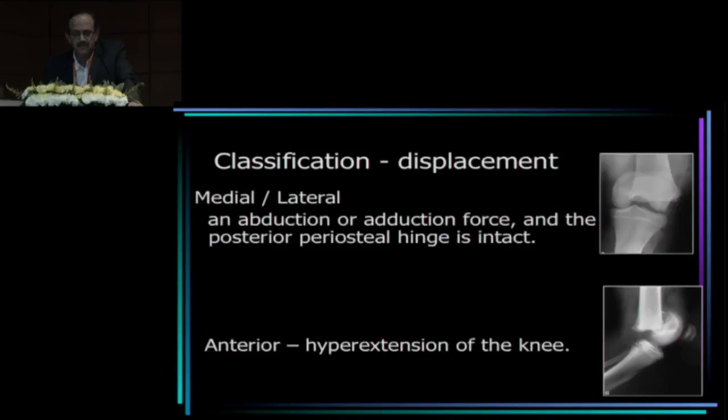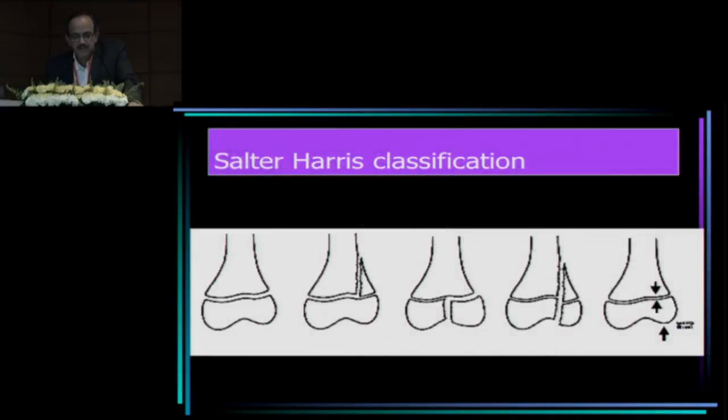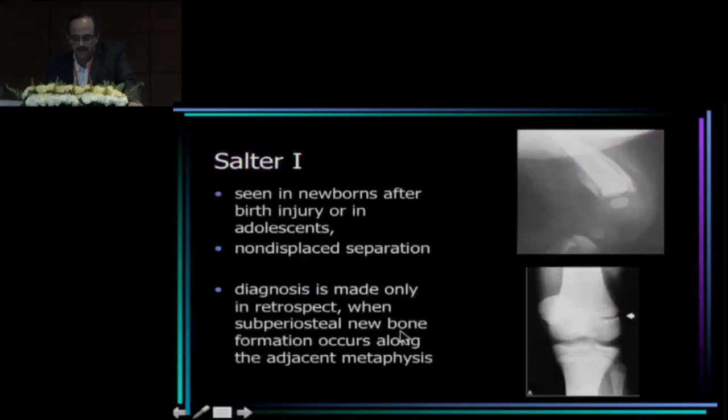The classification can also be on displacement, whether it's medial or lateral, or it's anterior, so that it helps you reduce the fracture depending on the direction of the displacement. So that is the Salter-Harris classification. Everybody is familiar with it. 1, 2, 3, 4, and 5.